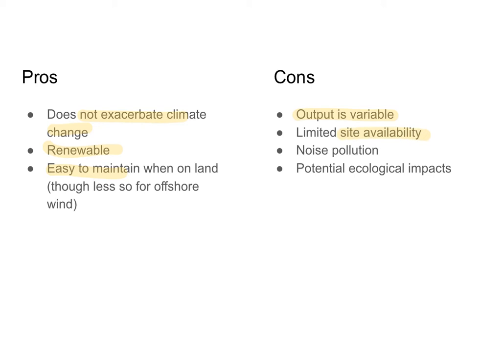So for example, wind turbines do much better on the tops of hills than they do in the depths of valleys. And so if you don't have enough hills or if you're in an area without a lot of wind, it may not be worth it to put in a wind generator. Some folks also complain of noise pollution or think that wind turbines are ugly, and there are potential ecological impacts. We don't know a ton about the potential ecological impacts of wind turbines, but it's something we always want to take into consideration when we're thinking about what energy sources are most efficient.